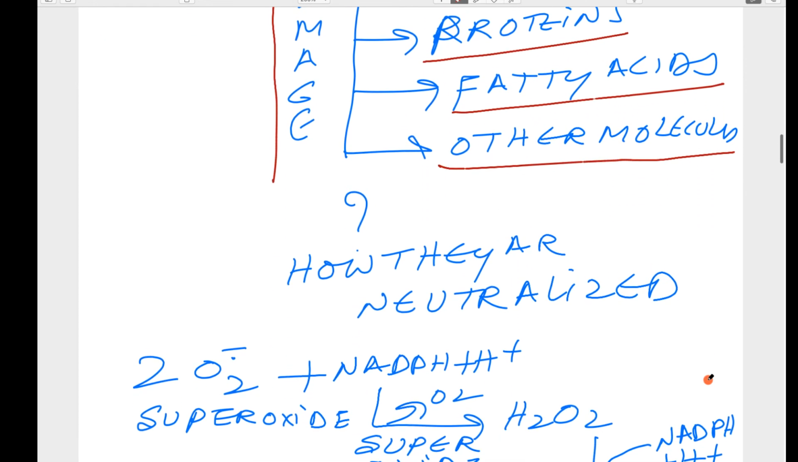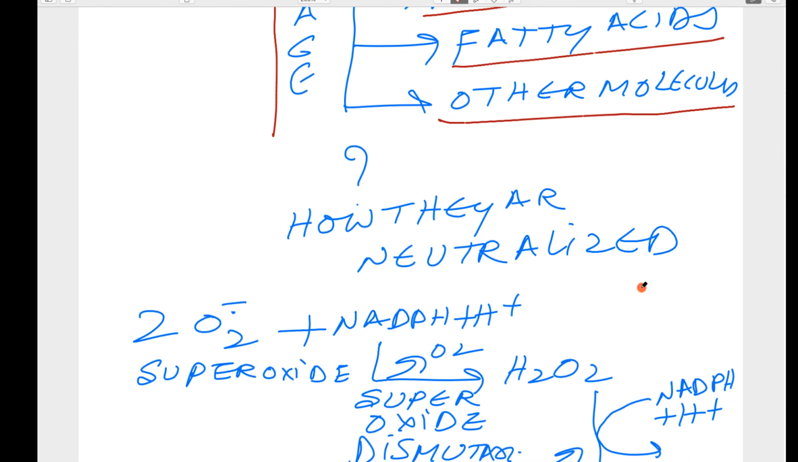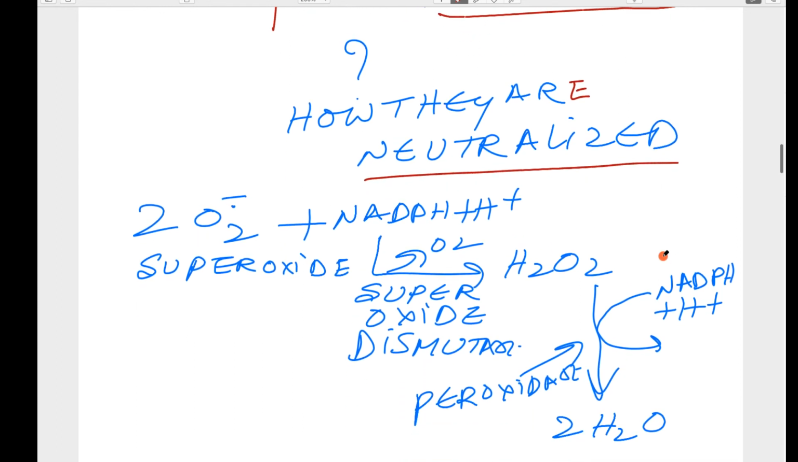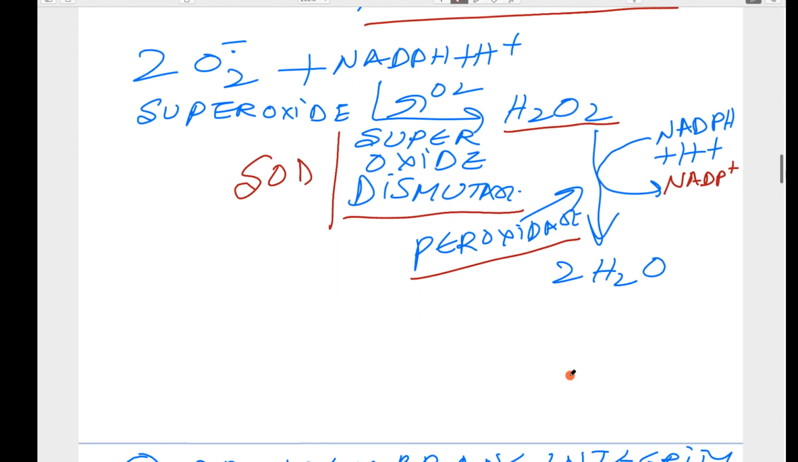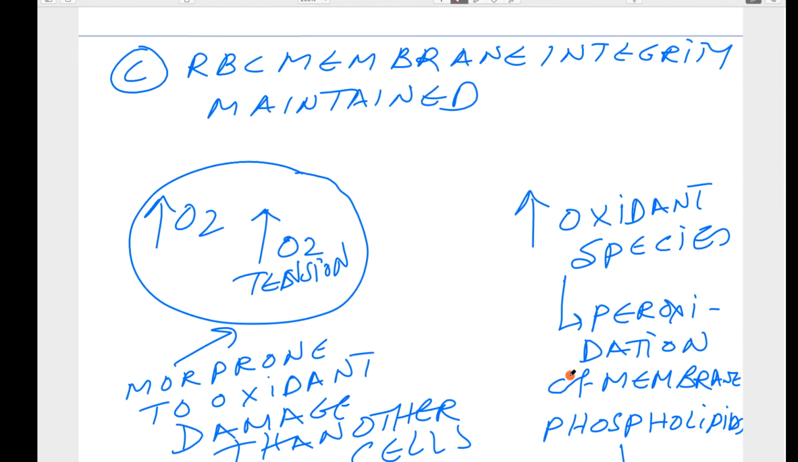These are oxidative agents. Now, how are they neutralized? They can be neutralized in this way. Superoxide plus NADPH plus H+, by the action of superoxide dismutase, called SOD, an enzyme containing various trace elements, leads to hydrogen peroxide. In the presence of hydrogen peroxide, NADPH is used, and by the action of peroxidase, harmless water is produced.